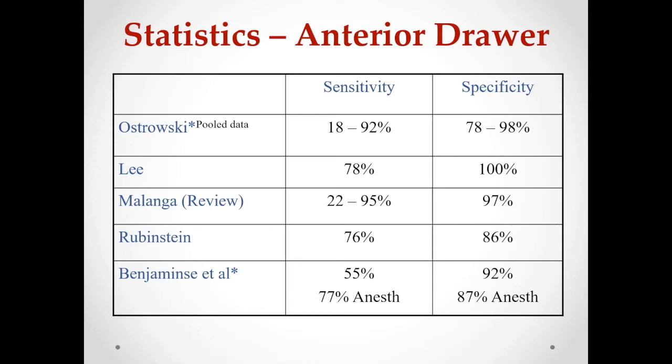The anterior drawer involves anteriorly displacing the tibia on the femur, and the metrics for this test are somewhat variable. Although the specificity is rather respectable, the sensitivity is quite poor and extremely variable. Given that this test result is either positive or negative, this polarization of the test results does not really allow for room for a partial injury diagnosis.